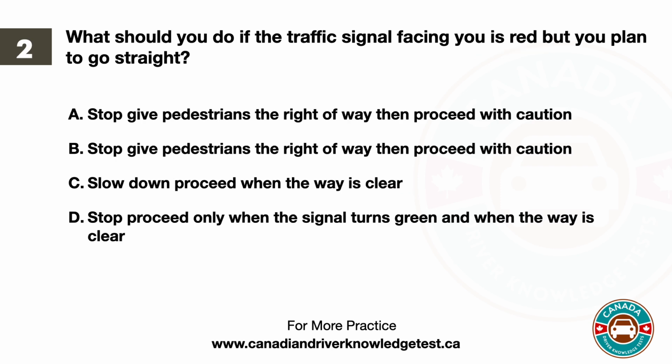Question 2. What should you do if the traffic signal facing you is red but you plan to go straight? A. Stop, give pedestrians the right of way, then proceed with caution. B. Stop, give pedestrians the right of way, then proceed with caution. C. Slow down, proceed when the way is clear. D. Stop, proceed only when the signal turns green and when the way is clear. The answer is D. Stop, proceed only when the signal turns green and when the way is clear.